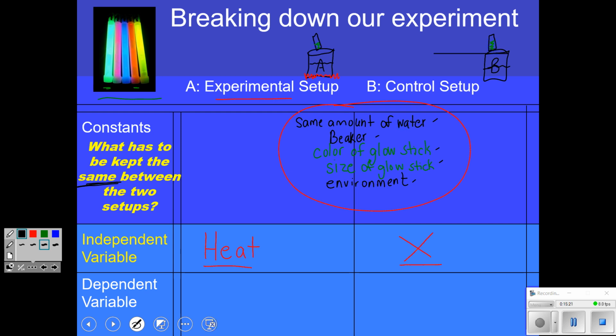So in general, we're looking to see what the brightness of the glow stick is going to be. Does the heat burn brighter, or does the one that does not have the heat burn brighter? And that is the answer to your question. So you're not going to get this until you've done the experiment, because your dependent variable is the results of your experiment.